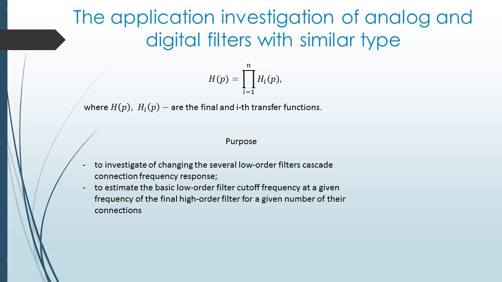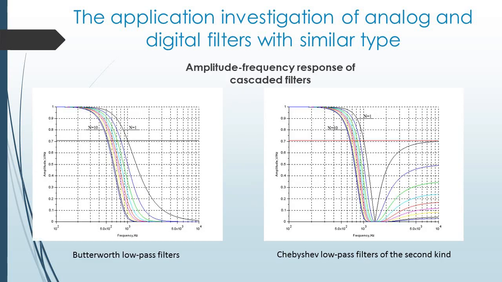Thus, the purpose is to investigate the issue of changing the frequency response of a cascade connection of several low-order filters, and also to estimate the basic low-order filter cutoff frequency at a given frequency of the final high-order filter for a given number of their connections. Four basic types were investigated: Butterworth filters, Chebyshev filters of the first kind, Chebyshev filters of the second kind, and elliptic filters. A cascade connection of 10 similar type filters was considered. The resulting amplitude frequency response was examined.